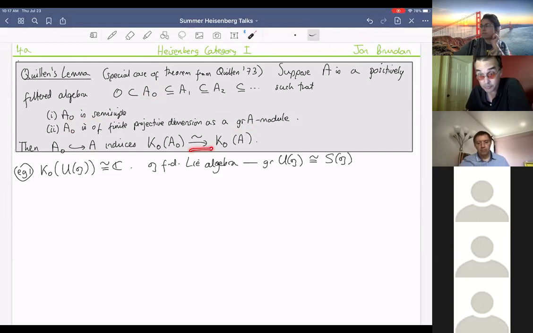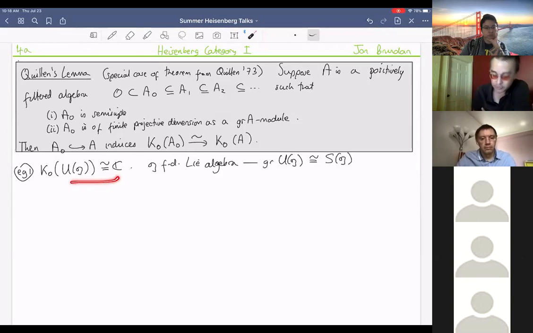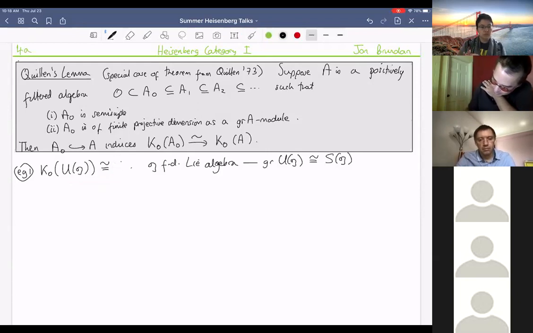If you apply that in the case of a universal enveloping algebra, the associated graded is just the symmetric algebra, and so it's easy to check those two hypotheses. A0 is just the ground field in that case. So you get that the split Grothendieck group of a universal enveloping algebra is just the same as K0 of a field, so the Grothendieck group of vector spaces, which is just Z.